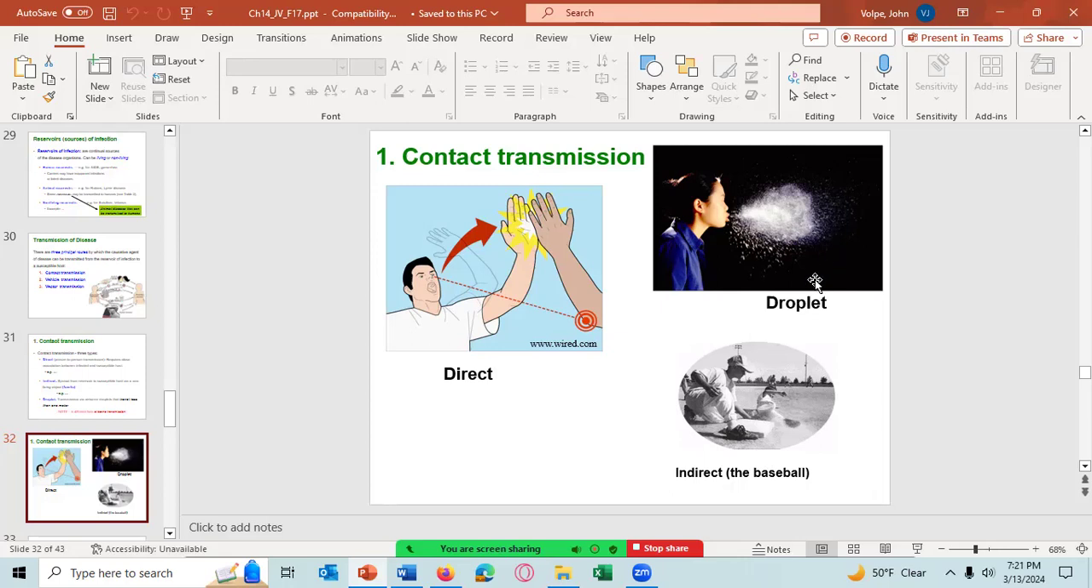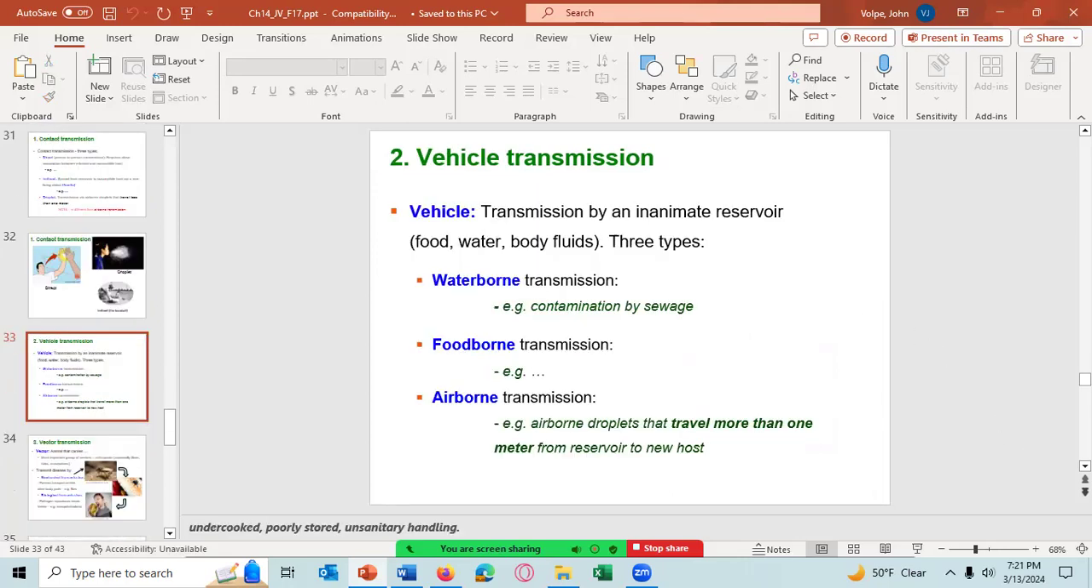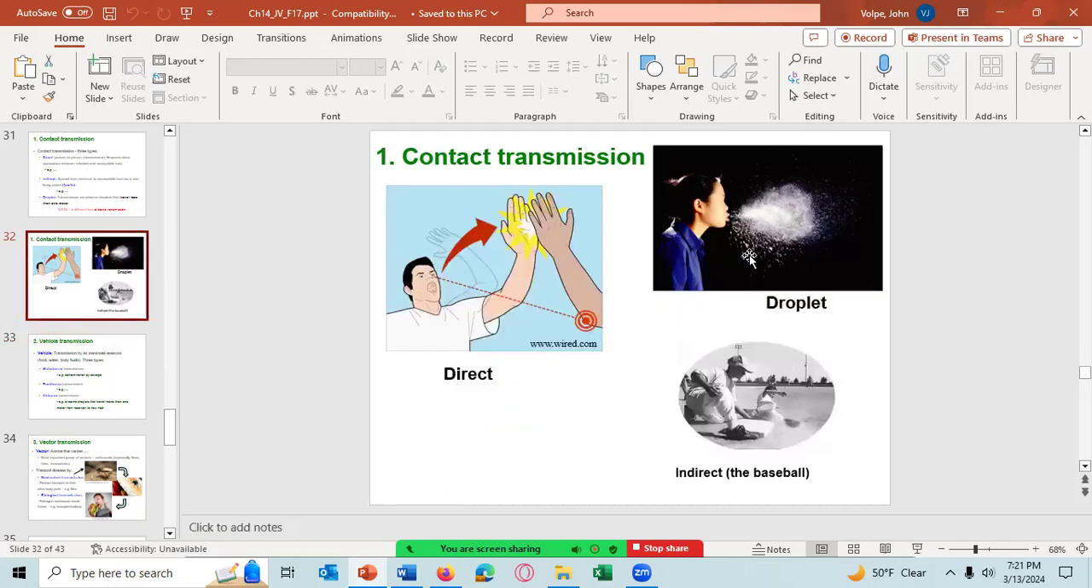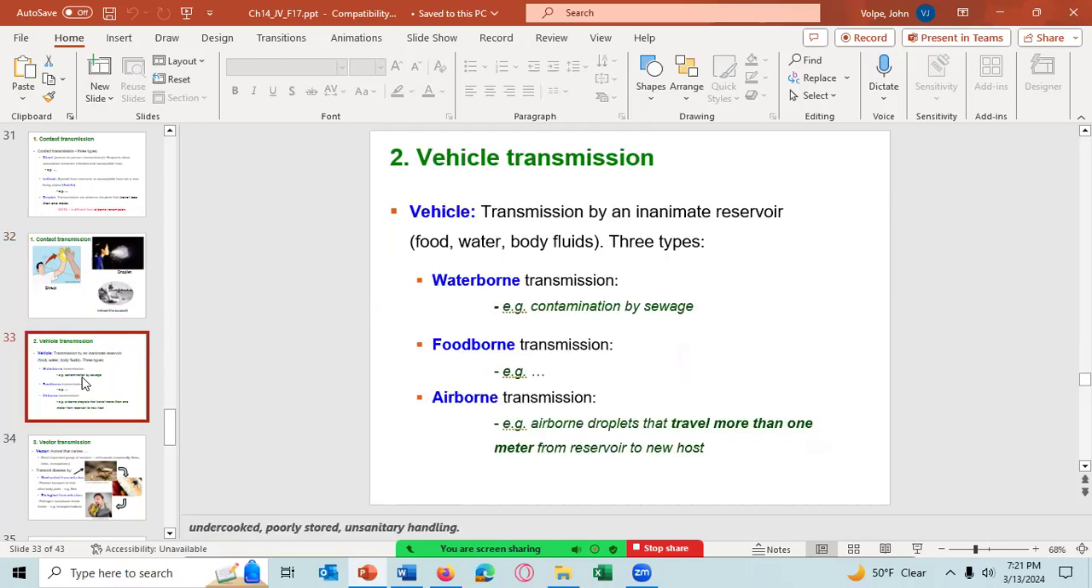I'm not going to talk about droplet transmission. That's the third contact transmission. And the reason I'm not going to talk about it is airborne transmission is not direct transmission, and yet the same sneeze can be either droplet transmission or airborne transmission, which is a form of vehicle transmission. There are three forms of vehicle transmission: waterborne, foodborne, and airborne transmission.